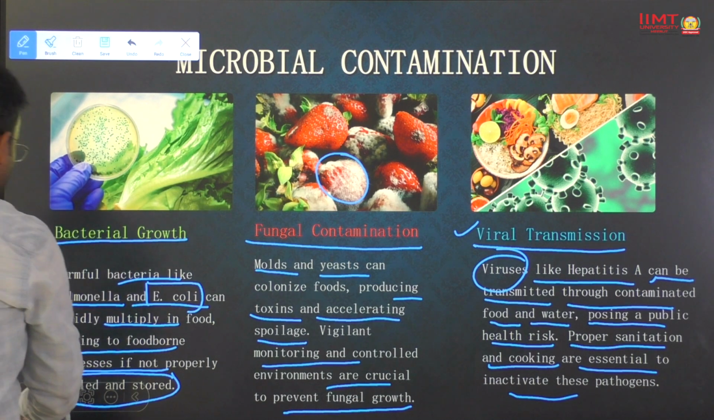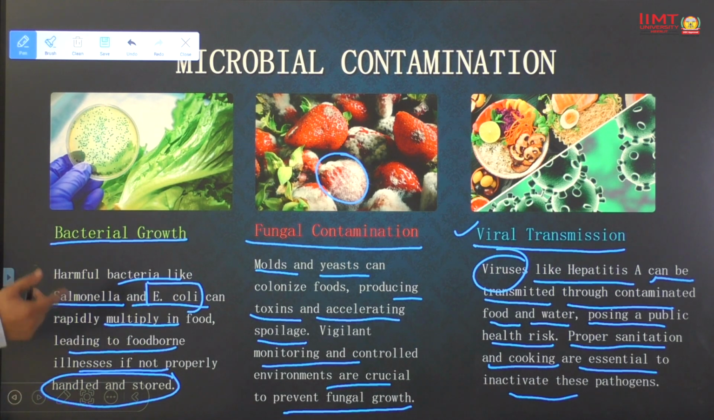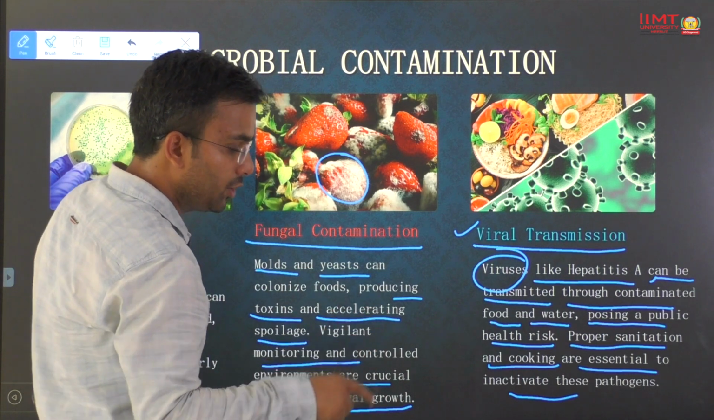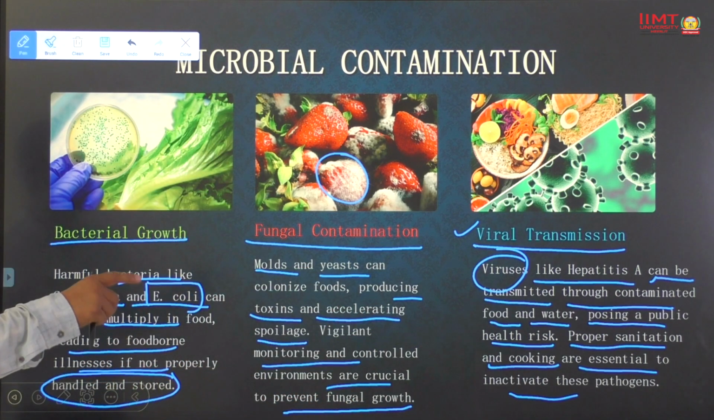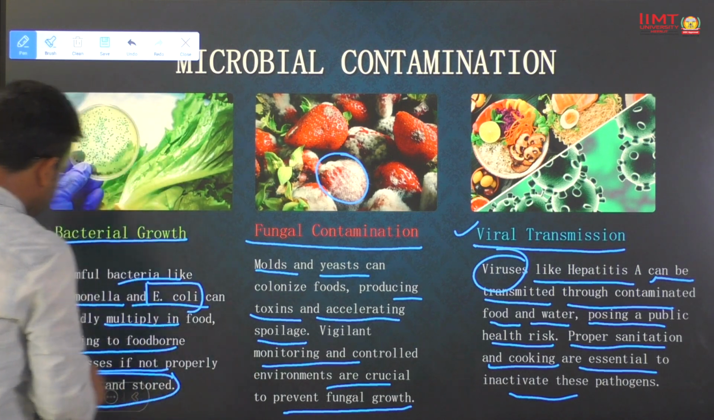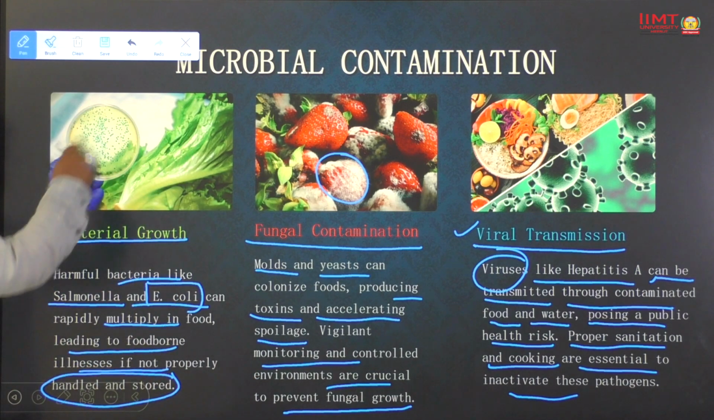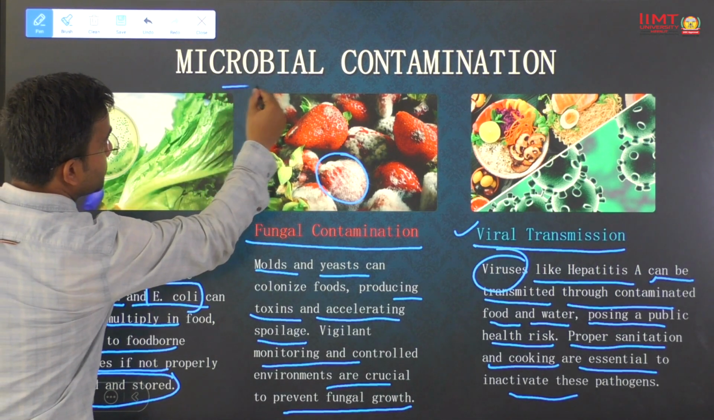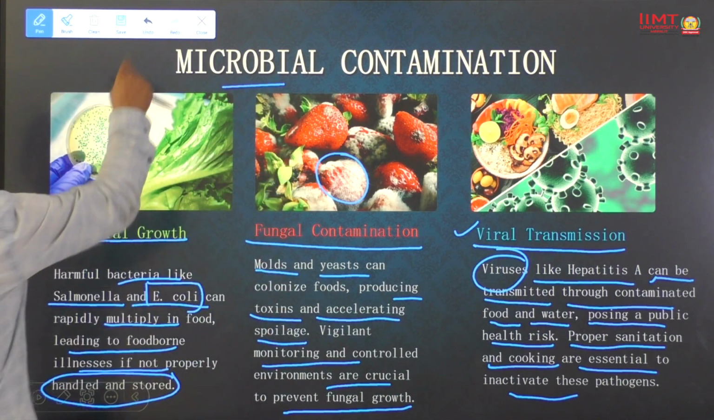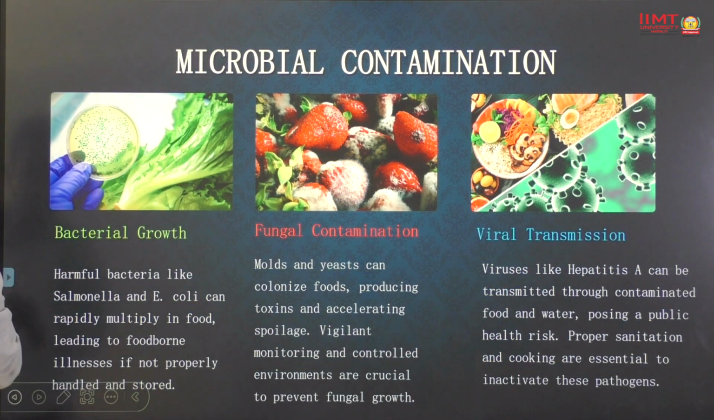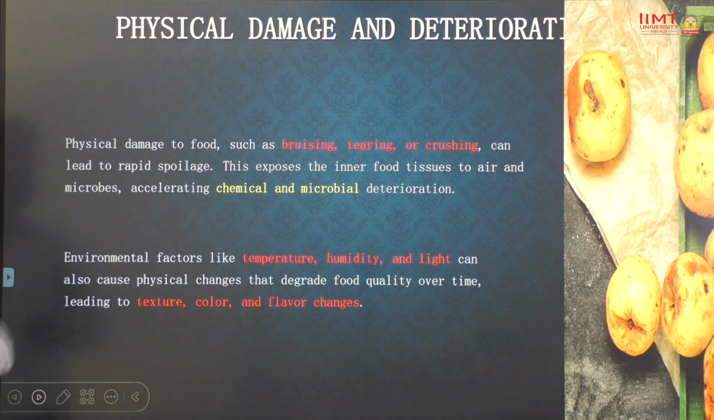Viruses are the most common, and in recent times we have found several new viruses in different disease sectors. So these are the three points for microbial contamination in food products. Now we go to the next point.